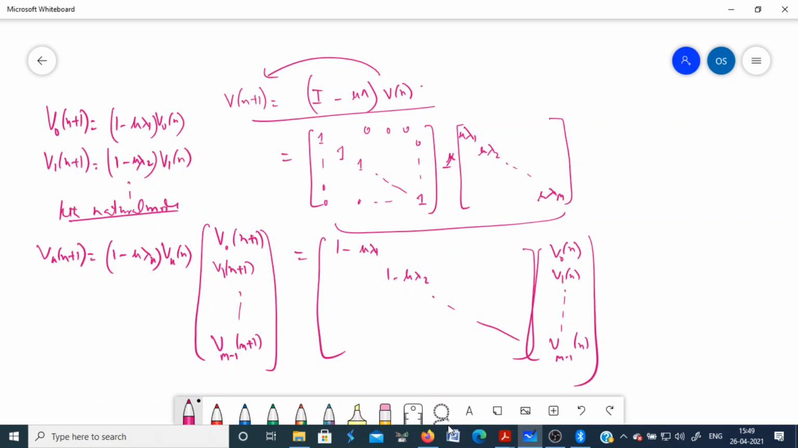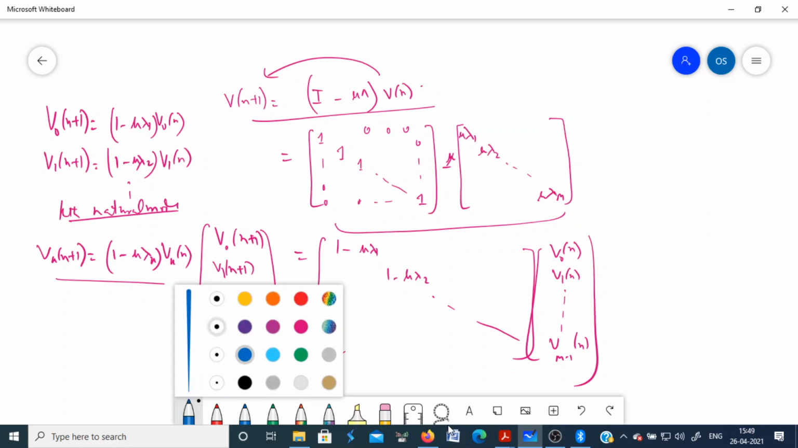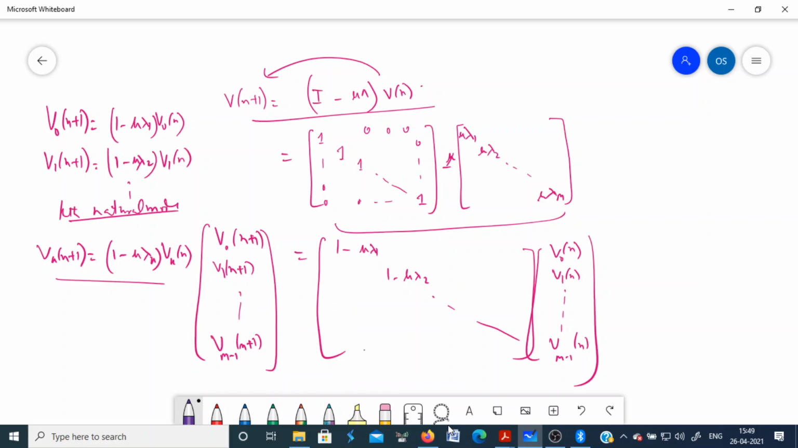So this is a homogeneous difference equation of first order. If you know the initial conditions, you can find the solution for this. Let us suppose that Vk(0) is the initial condition for this. What will be the solution for this?